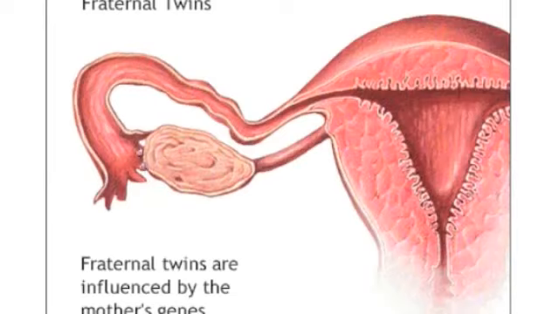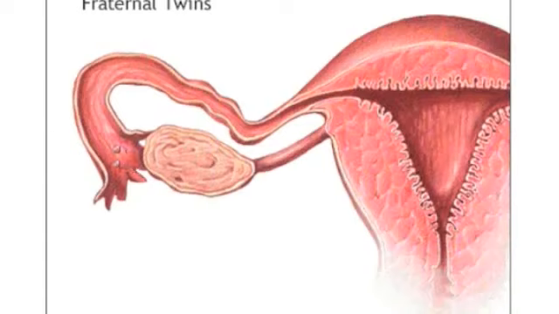Here's why. When the mother of fraternal twins ovulates, sometimes her ovaries release 2 egg cells for fertilization. Typically, only 1 egg cell is released during ovulation. During conception, both of these egg cells become fertilized by 2 different sperm cells, which is why fraternal twins don't look exactly alike. Sometimes they're not even the same sex.